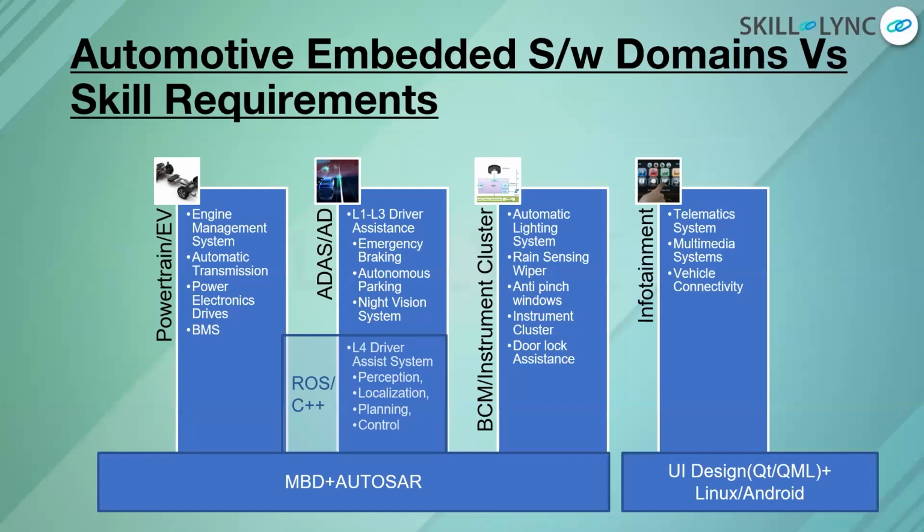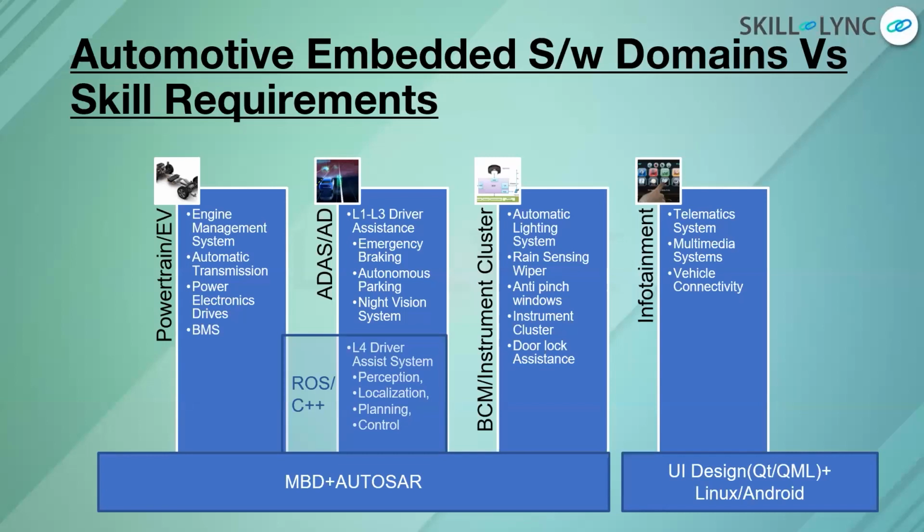So moving one level ahead, a typical automotive embedded system or embedded software and the skill requirement. I have put the skill requirement over each of the software domains that are there in automotive. So in automotive, we have powertrain, we have ADAS, and we have electronics and embedded software developed for body control module, instrument cluster, and infotainment. So embedded system is there in all these modules.